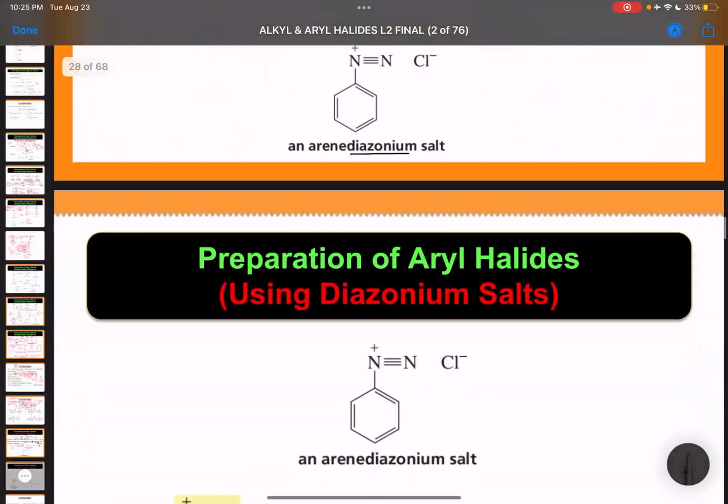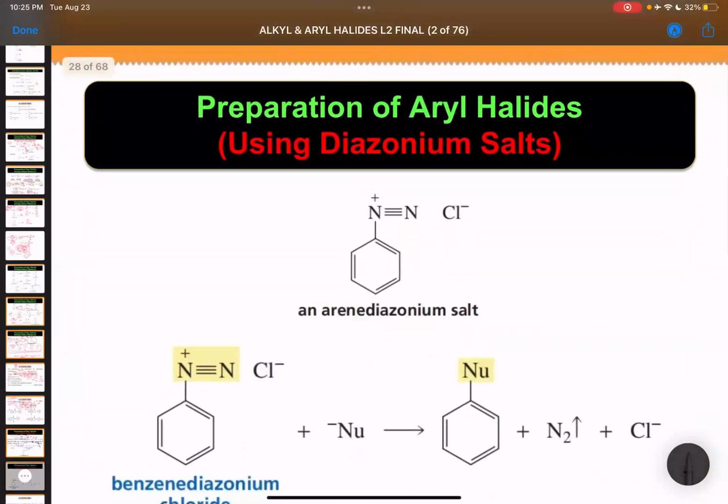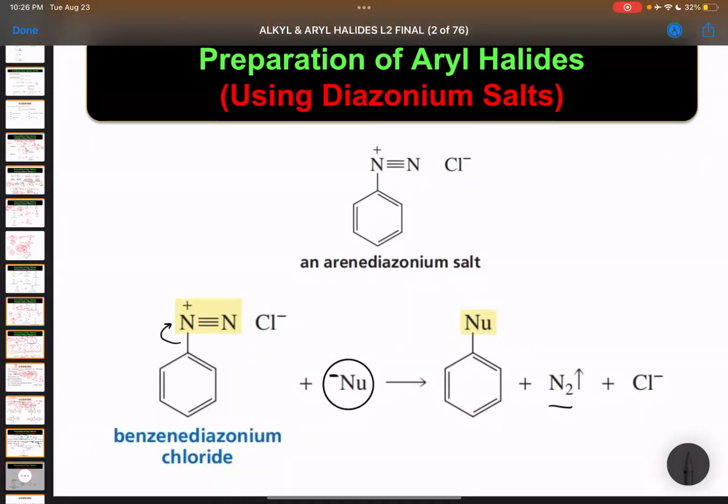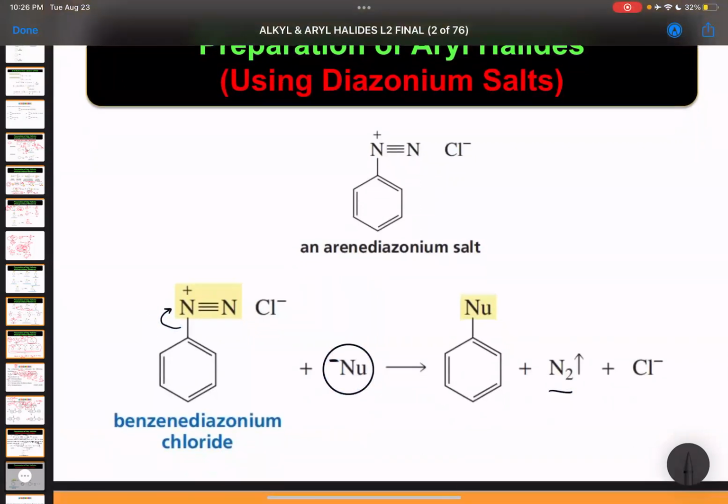So now, how to use this diazonium? You can put the group of your requirement. This is a general way I have shown you with a nucleophile. This N2 will leave, and in the place of N2 plus, the nucleophile will attach itself and N2 will come out. And that's how the reaction is going to happen. Right? Clear?